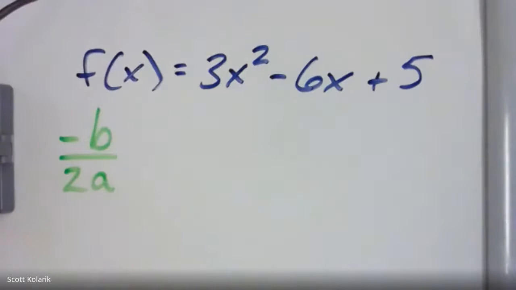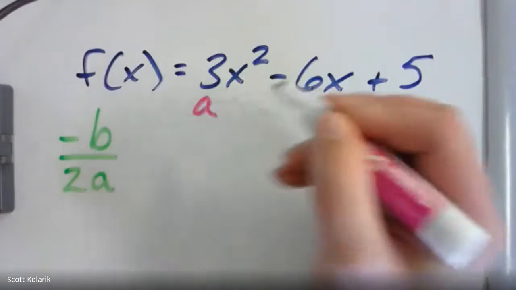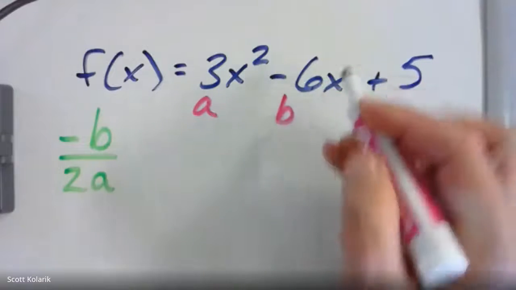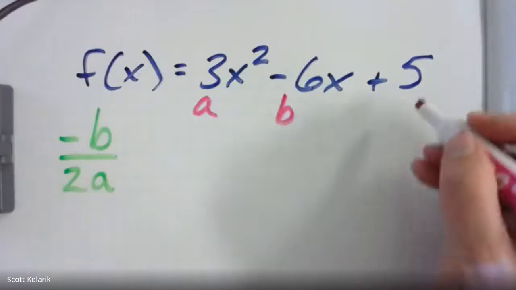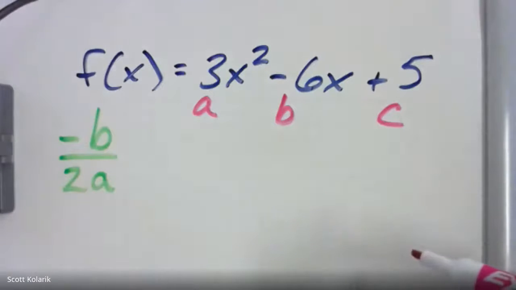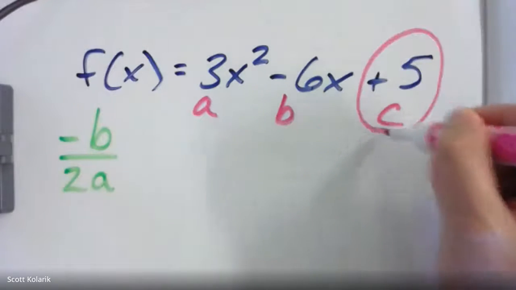Okay, so in order to use this negative b over 2a, I'm going to need to know what a, b, and, though I don't need it in this case, c is. And again, I'll point out that a is the coefficient attached to x squared, b is the coefficient attached to just x, and c is the one that has no x attached to it. As long as you can identify these values, this part's really quick and easy. Just be careful with the sign attached to that coefficient.